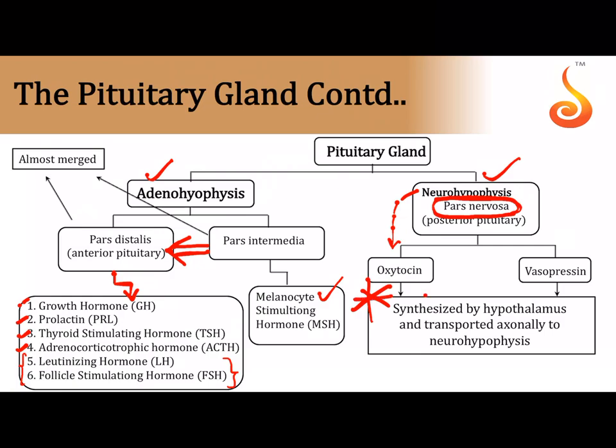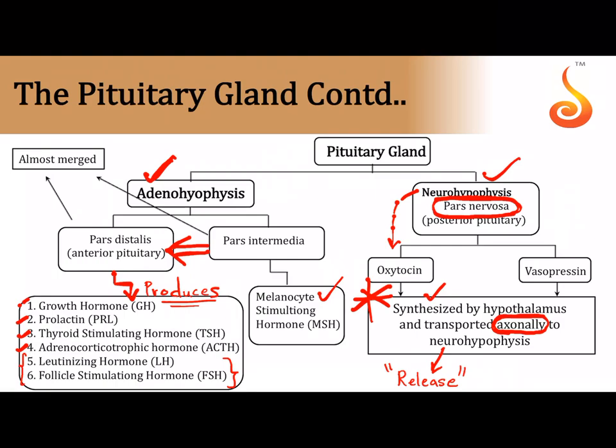Both oxytocin and vasopressin are synthesized in the hypothalamus, and how are they transported to the neurohypophysis? Axonally, through the axon they are transported to the neurohypophysis. So the neurohypophysis is not secreting them, it is just releasing them. It is not producing them, it is just releasing them. Whereas the anterior pituitary receives hormones from the hypothalamus and it itself produces the following hormones. So there is a difference between being able to produce and being able to just store and release.